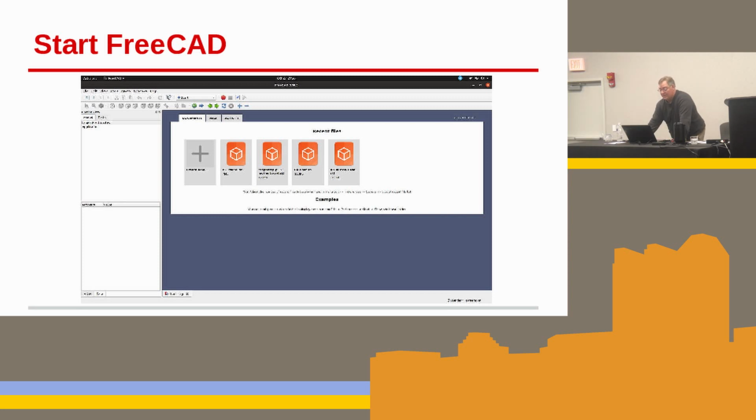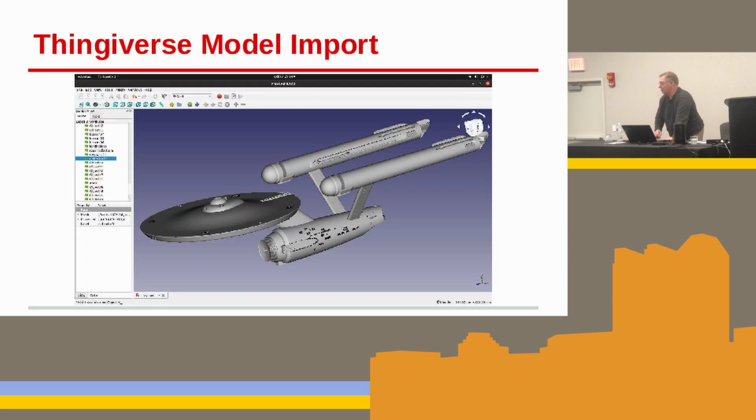Let me go back to my slides here so you see where I'm at. Can you use different workbenches within the same project? Yes, you can. The question was, can you use different workbenches in the same project? And the answer is yes.